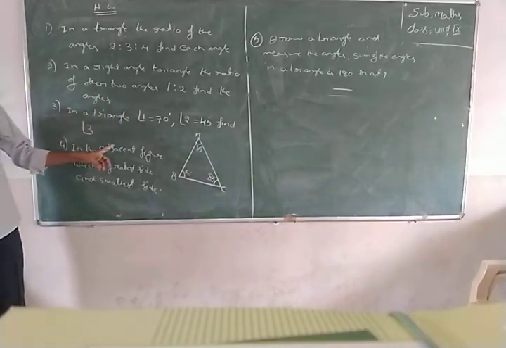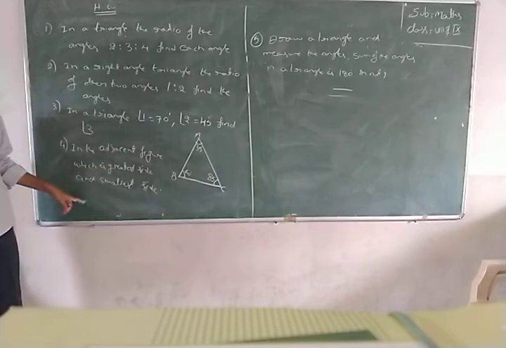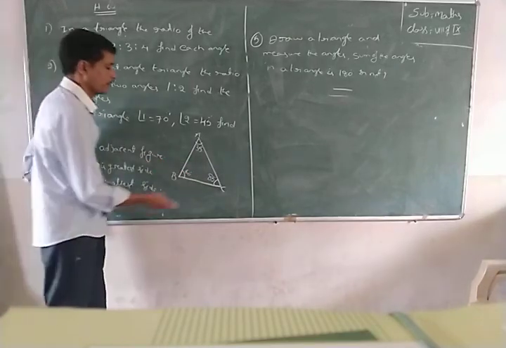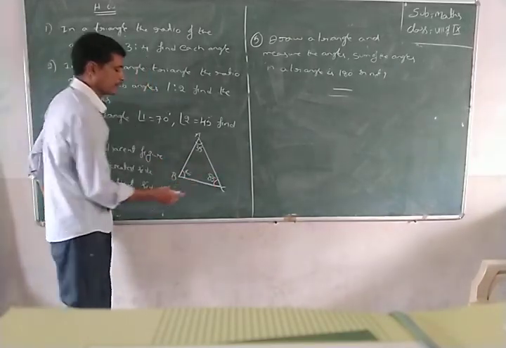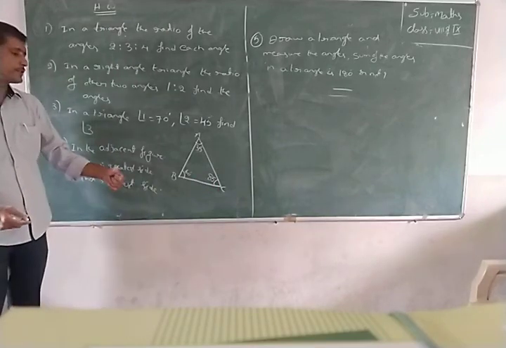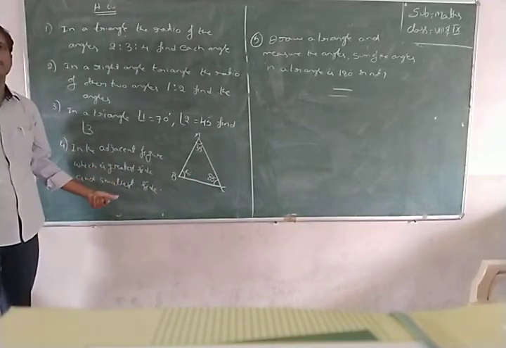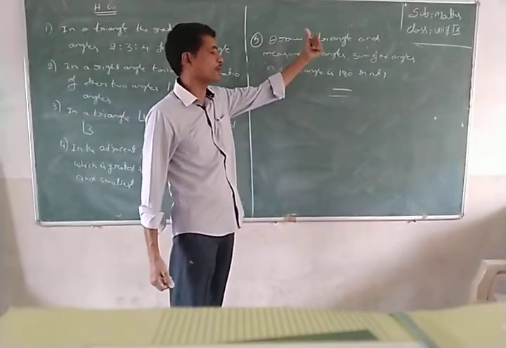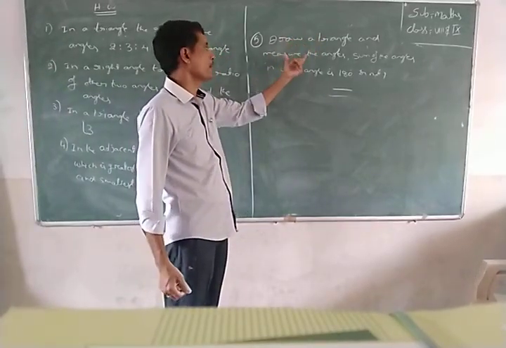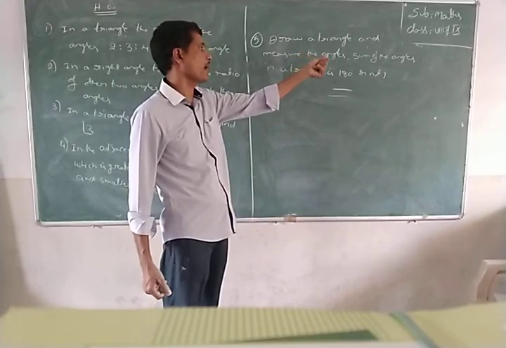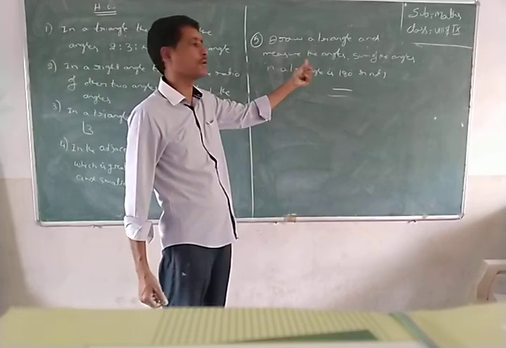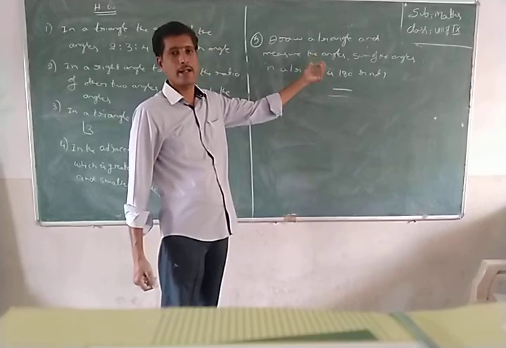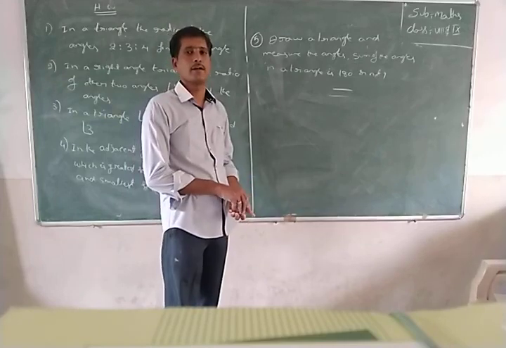Next, in the adjacent figure, which is the greatest side and which is the smallest? Here the angles given are 60, 35 and 85. Therefore, find which is the greatest angle and which is the smallest angle. Based on that, we write the greatest side and the smallest side. Next, draw any triangle: acute angle, obtuse angle, or right angle triangle, whatever it may be. Measure the angles using a protractor and check whether the sum of all angles is 180 degrees or not. If it is 180 degrees, it can form a triangle; otherwise it cannot. Okay, thank you.